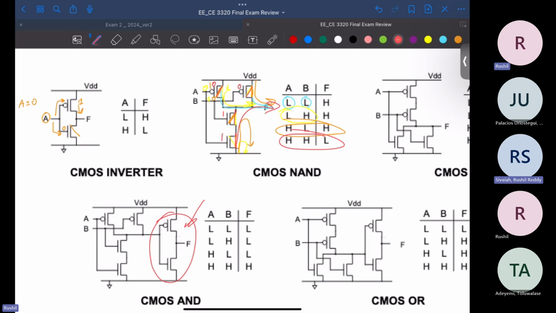So you put the inverter to the output of the NAND. Yeah, you put it on the outside. So that creates an AND. Yes. I mean, who would do that? But yeah, you could.